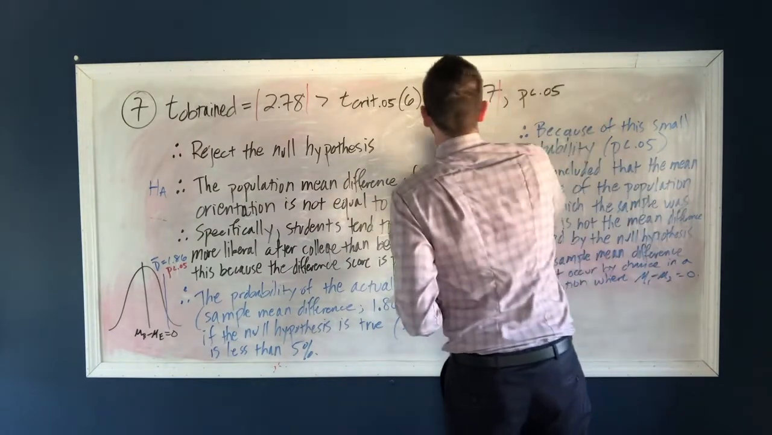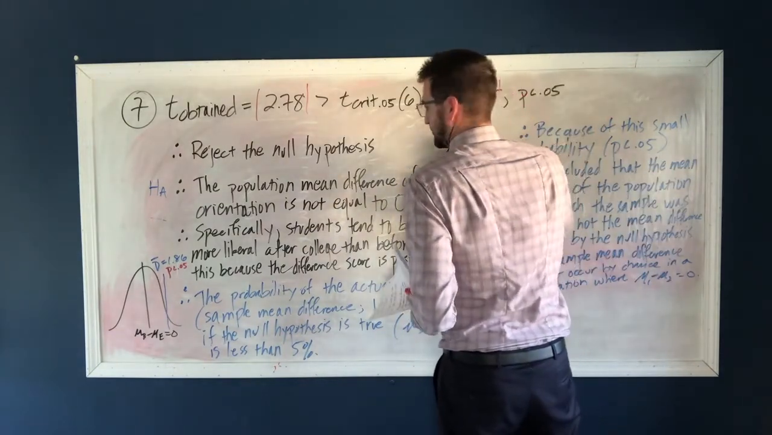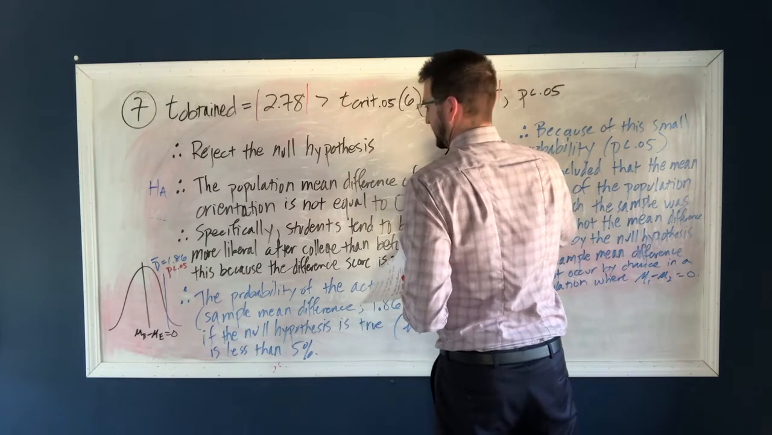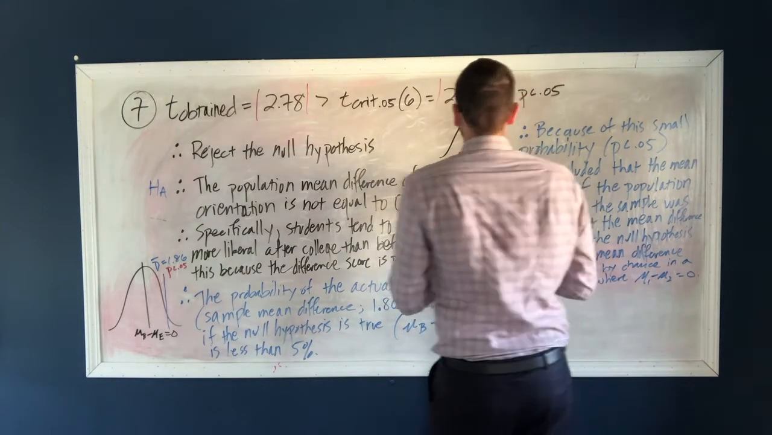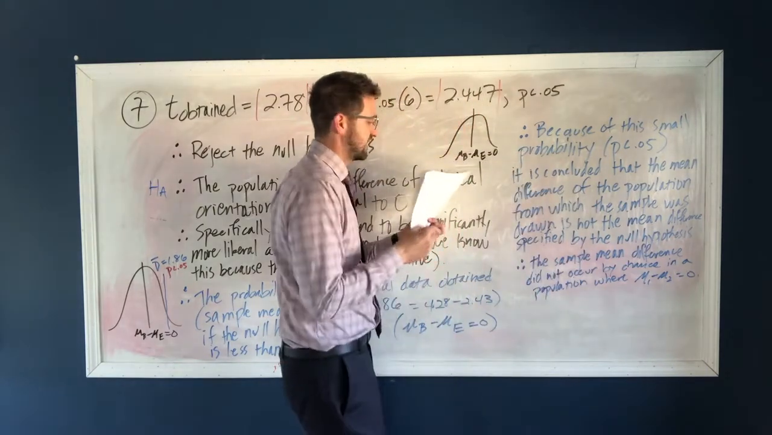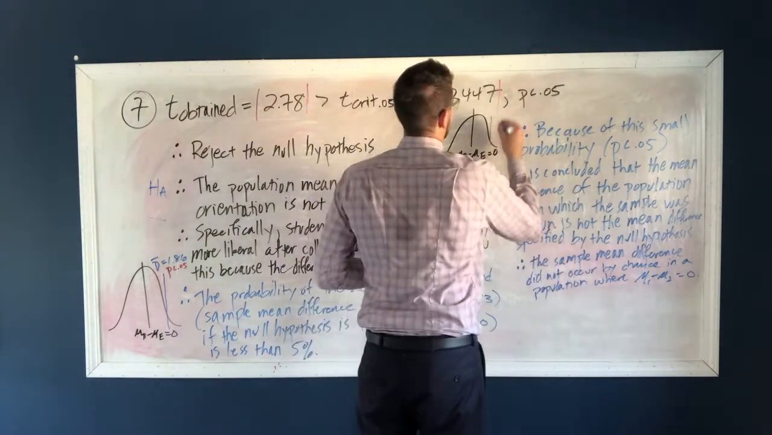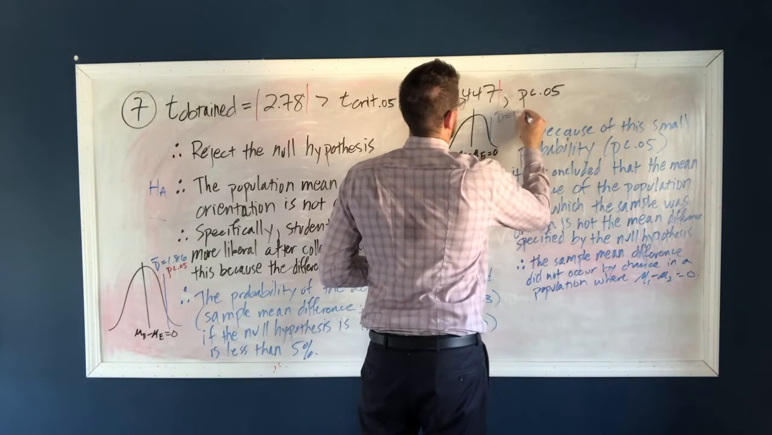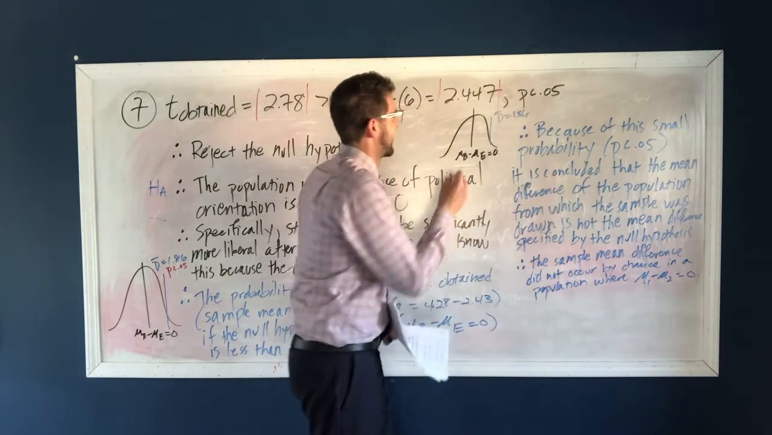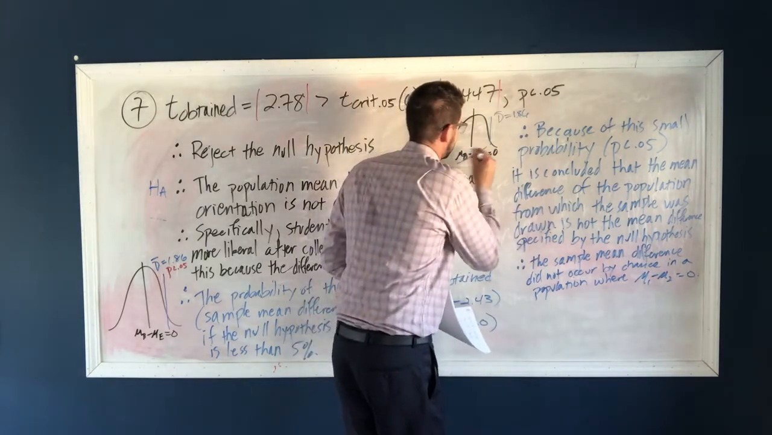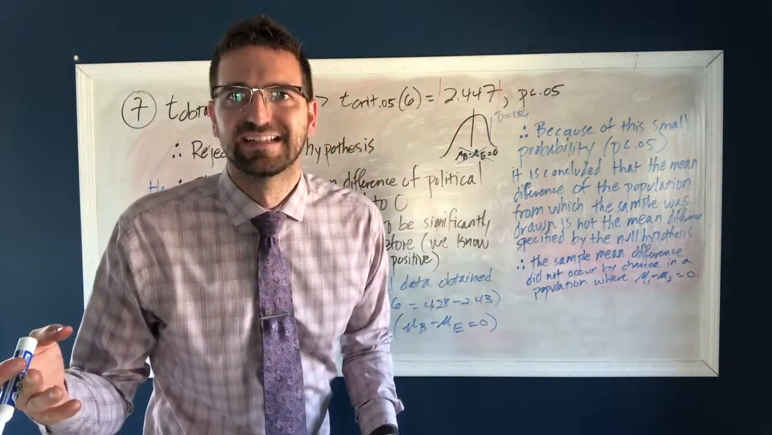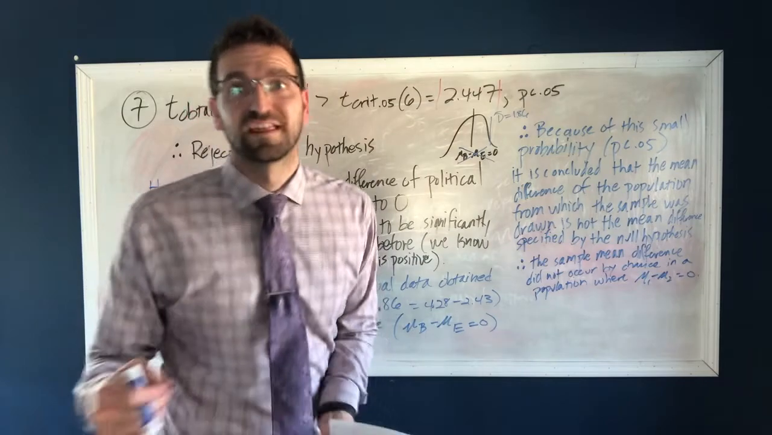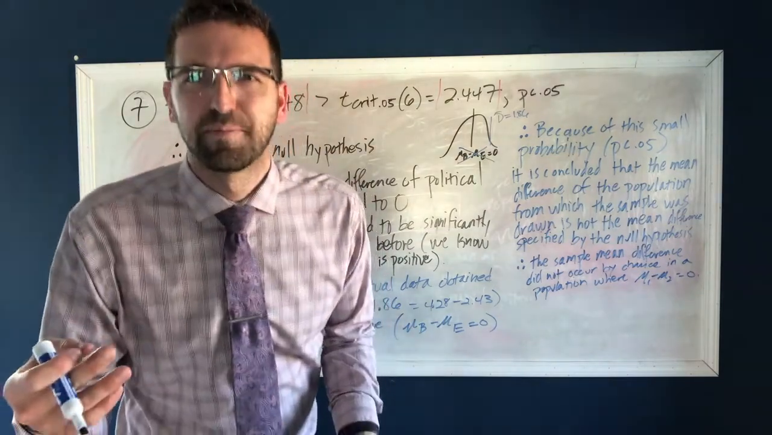So once again, I'm going to draw a picture. Mu b minus mu e equals 0. We're arguing over here. Okay, let me add the difference. We're saying that that's not the population that we're dealing with. Okay, that's not the correct population value.